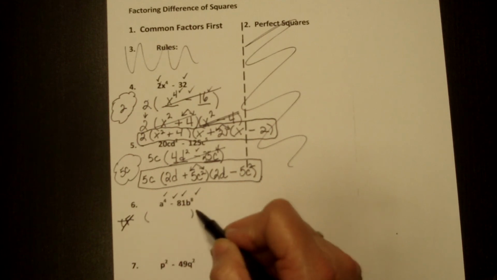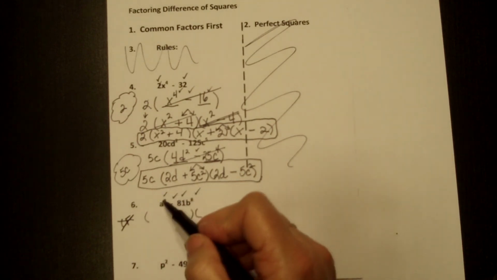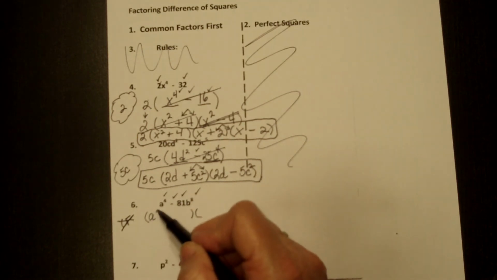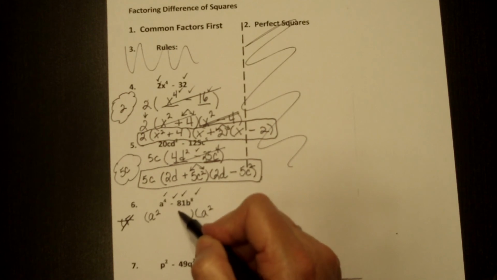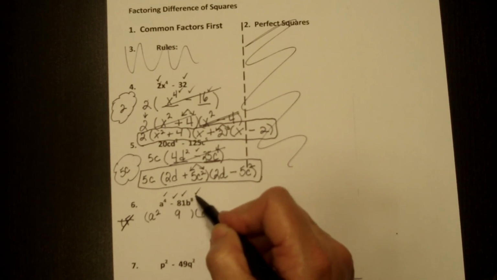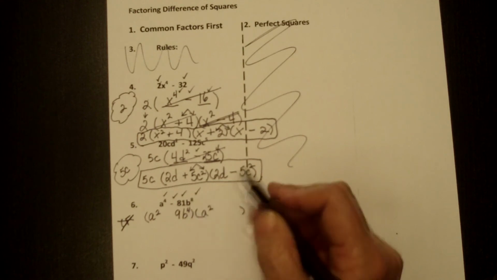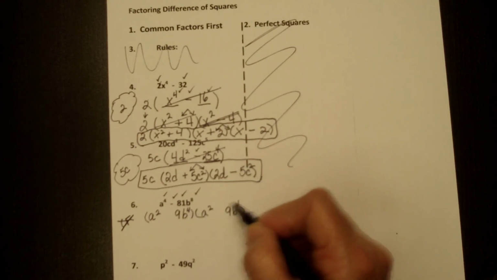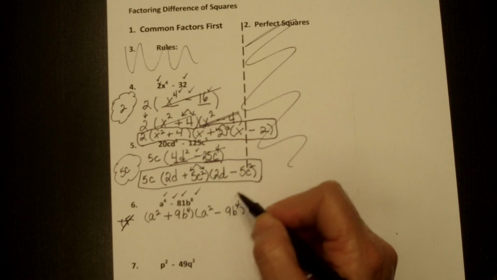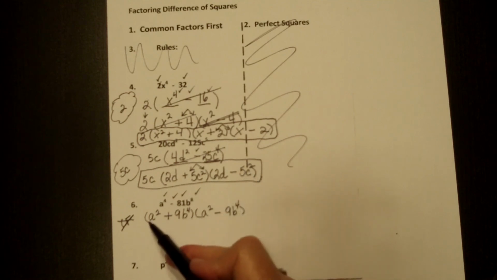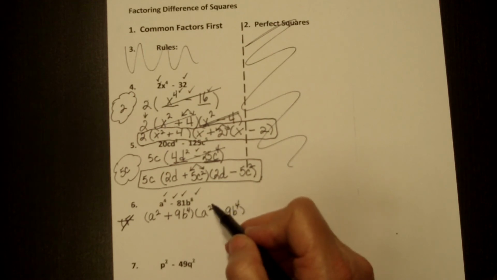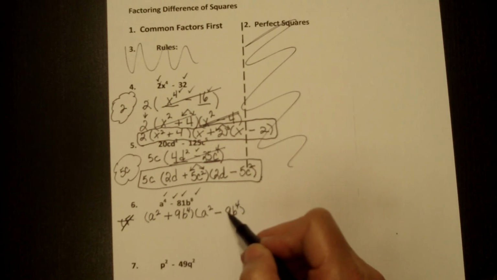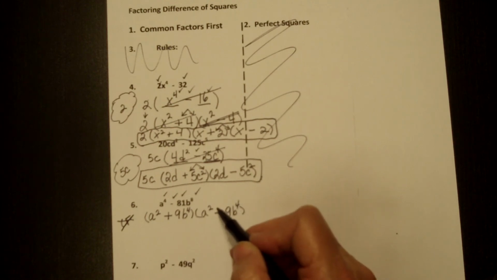So right now this is going to turn into 2 parentheses. The square root of a to the 4th is going to be a squared, just half it. Square root of 81 is a 9. The square root of b to the 8th, half that, and you get b to the 4th. 1 is a plus, 1 is a minus. Okay, so I have one that's got a minus, so I need to check and see if I still have perfect squares. All right, that's a perfect square. That's a perfect square.